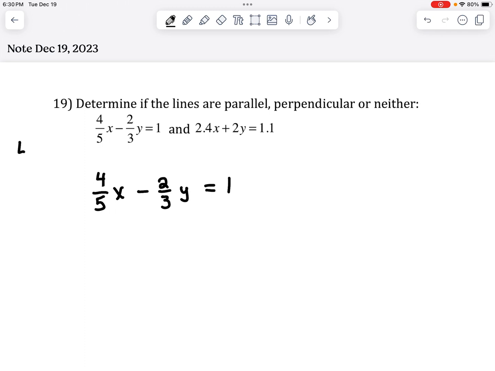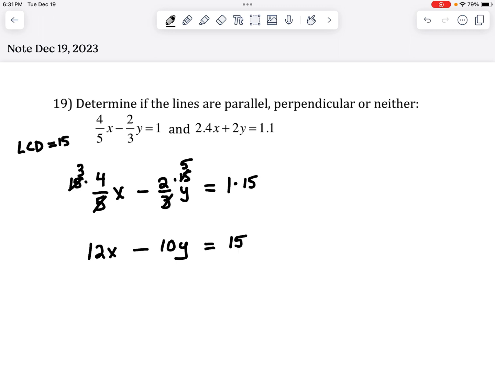So what I do is I use the least common denominator. So with a 3 and a 5, that would be 15. And then you just multiply all the terms by 15. On the very left side, 5 will divide into 15 3 times, so that leaves us a 12x. For the y part, 3 will divide into 15 5 times, so that gives us negative 10y, and on the right side, it equals 15.